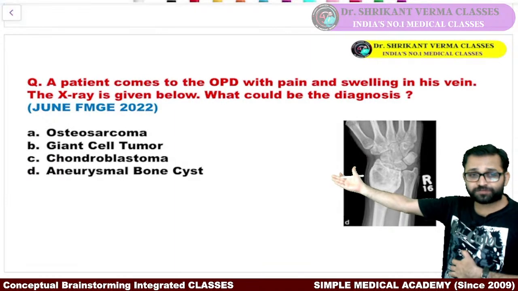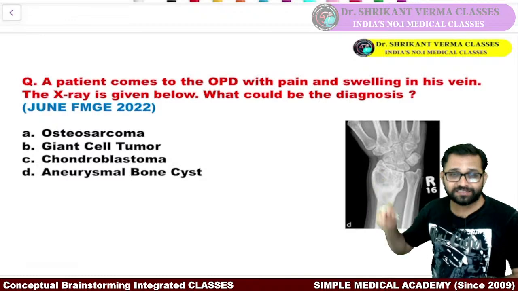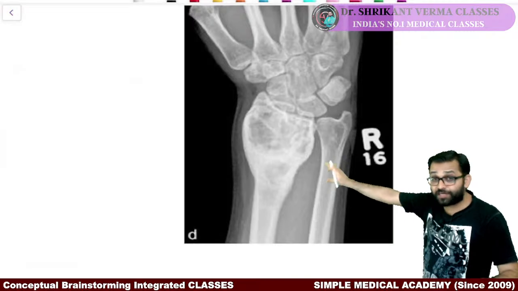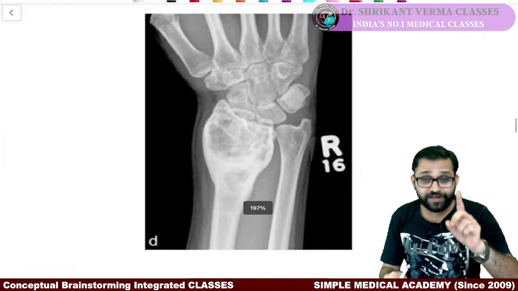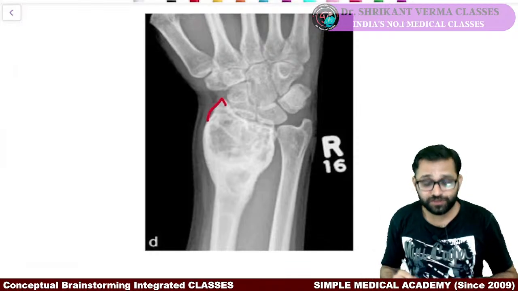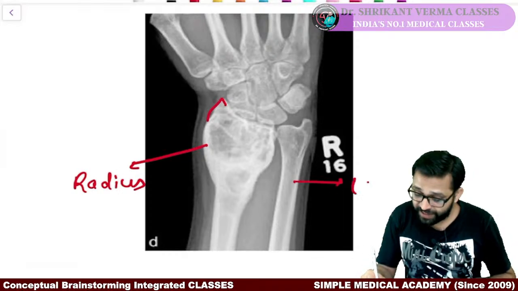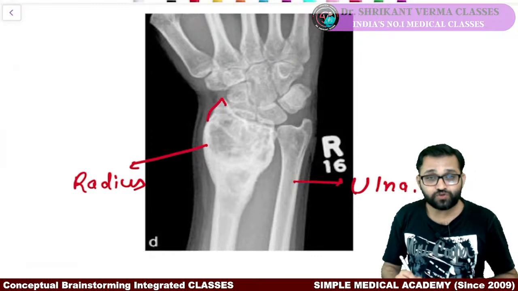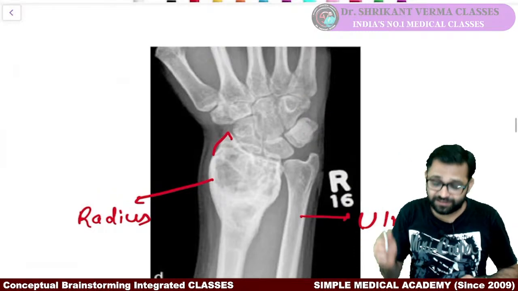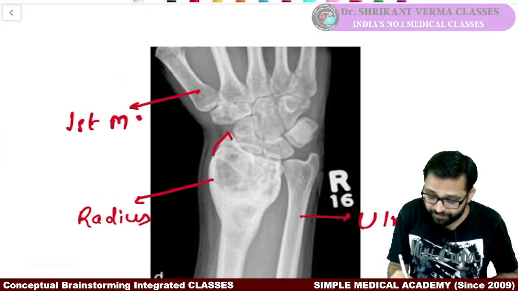Tell me, this is the ortho question. A patient comes to the OPD with pain and swelling in his wrist. The X-ray was given below. What is your diagnosis? X-ray radiology questions you can read only when you have the proper knowledge of osteology. Can you see this is the styloid process? So definitely this is the radius, and this is the thin bone, that's why this is definitely the ulna. So you can mark the phalanges. You can see this is the most thick, that's why this is the first metacarpal.